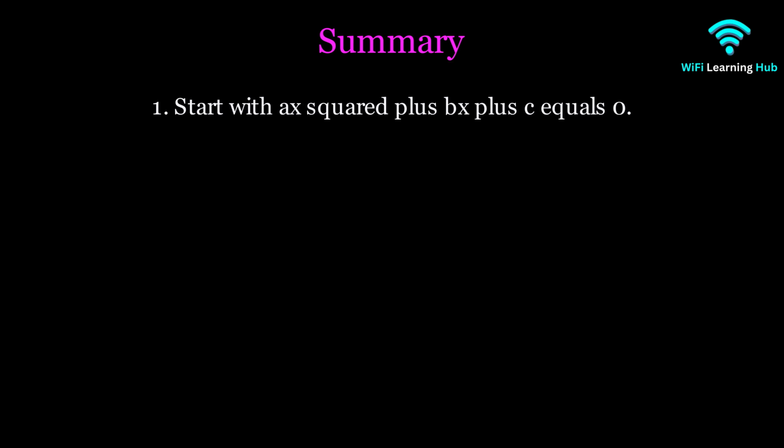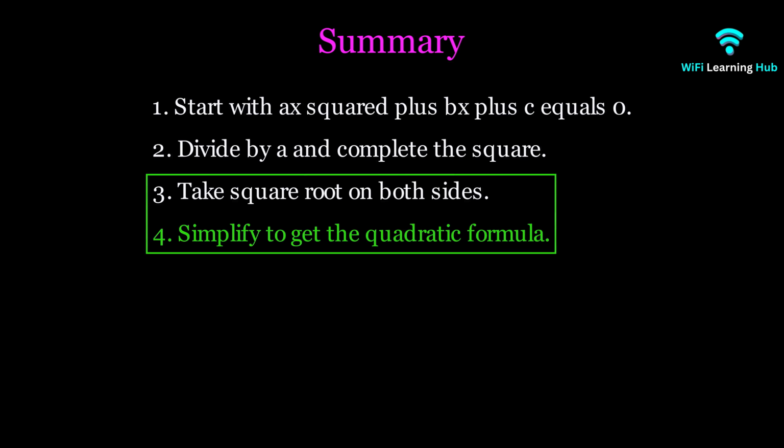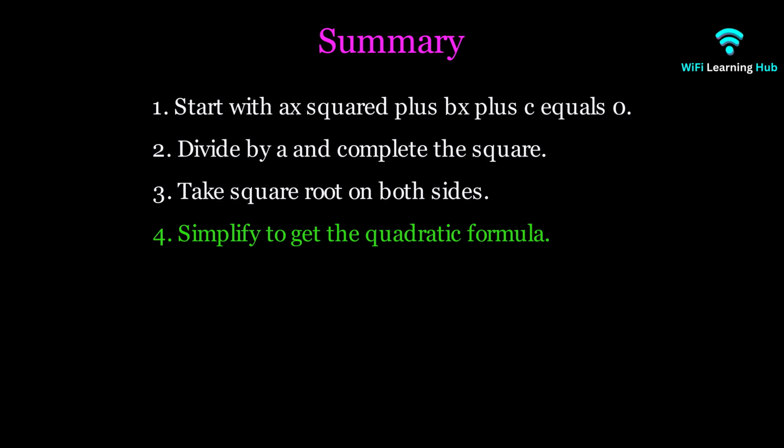Let us summarize. Start with the standard quadratic equation. Divide by a and complete the square. Take square root on both sides and simplify. This gives the quadratic formula.